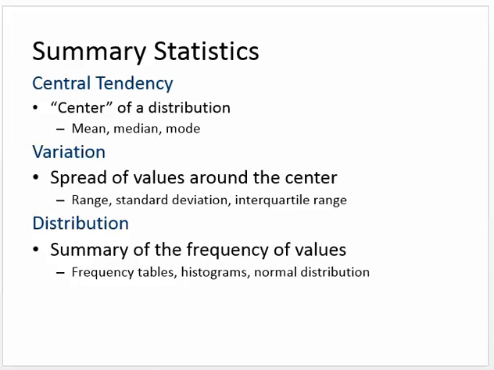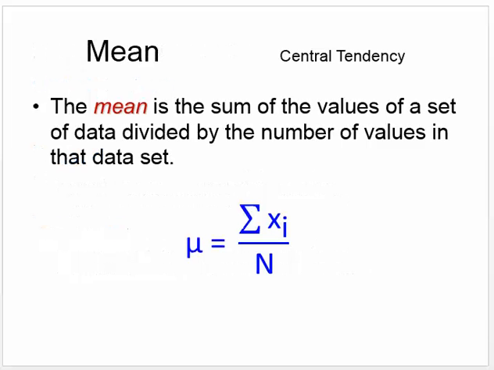Okay, some keywords here. Central tendency is the center of a distribution. This could mean mean, median, or mode. All of these are central tendencies. All three of these are ones you've been calculating for several years, but all three are considered central tendencies. A variation is the spread of values around the center. This could be a range, a standard deviation, or an interquartile range. A distribution could be like frequency tables, histograms, or a normal distribution. But it's a summary of the frequency of the values.